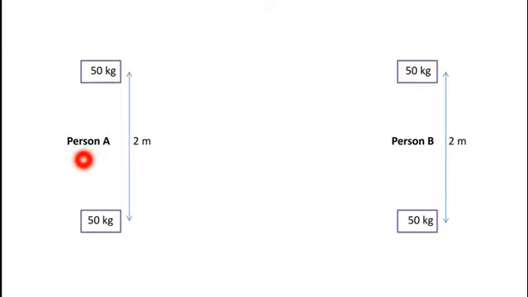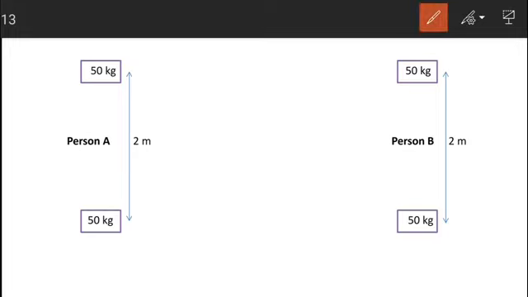Here in this example you can see that there are two persons, person A and person B. Both have to lift the same block of mass 50 kg to a height of 2 meter. So first let us calculate the amount of work required in order to raise this block of mass 50 kg to a height of 2 meter.